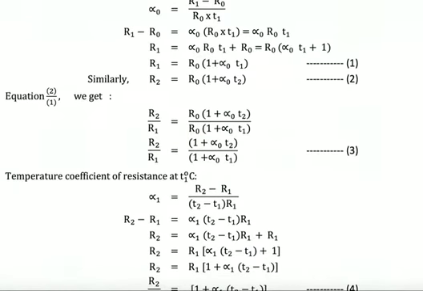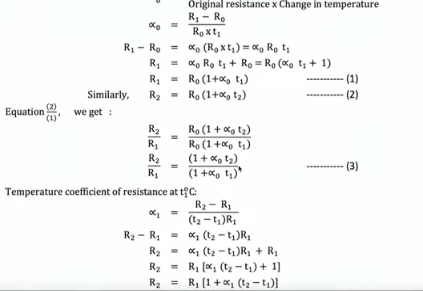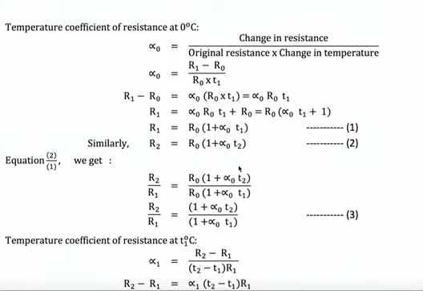So equation 2 upon equation 1 will give you an interesting result: (1 plus alpha naught T2) by (1 plus alpha naught T1). What about alpha 1?